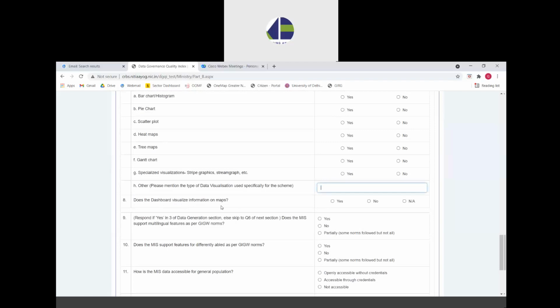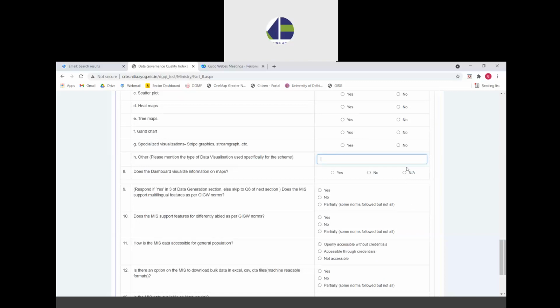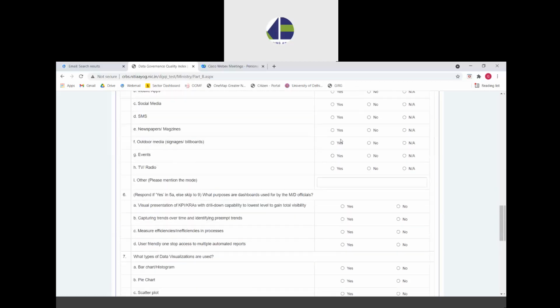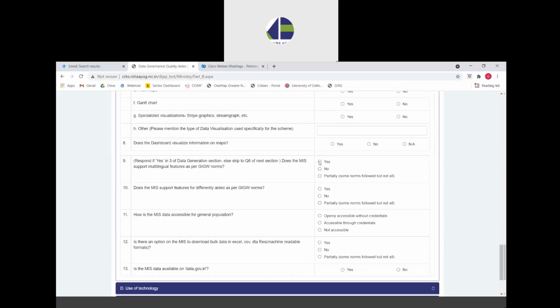And question 8 asks whether it is visualizing information on maps, where the scheme division can select yes, no, or not applicable. For example, if it is a scheme which is not geography based, which does not offer value in visualizing it on maps, let's say it is based on some research projects that are being undertaken, or research grants, then it may be not applicable. A rough example. So moving to question 9. This question will again become applicable for everybody, no matter what the response in question 5 is, and it will not be disabled.